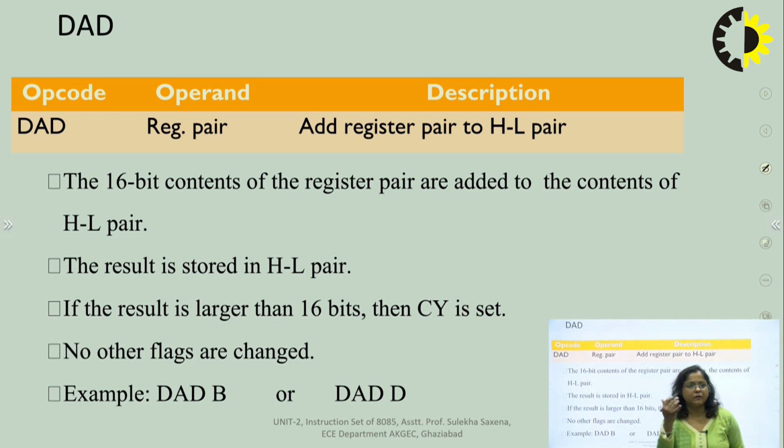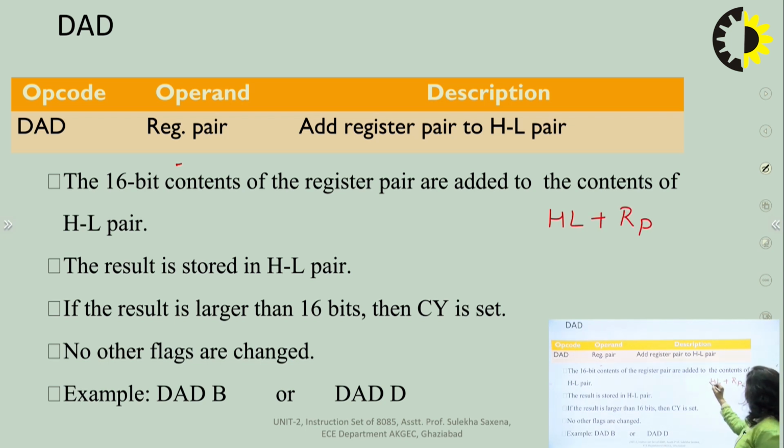In all the previous 3 instructions, ADD, ADC, ADI and ACI, both the data are of 8-bit only. DAD is the only instruction which performs addition on 16-bit data. So DAD adds the given register pair to HL pair and stores the result in HL pair. That is, value of HL pair plus register pair is added and stored to HL pair.